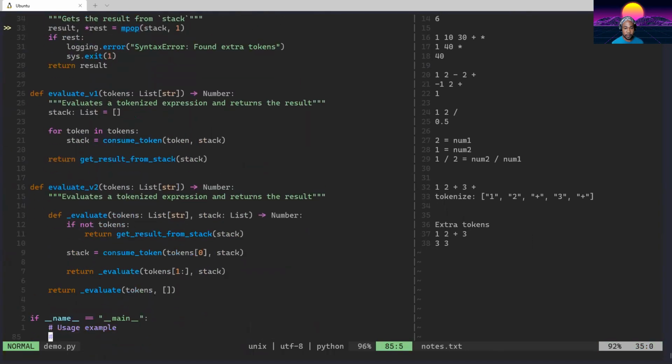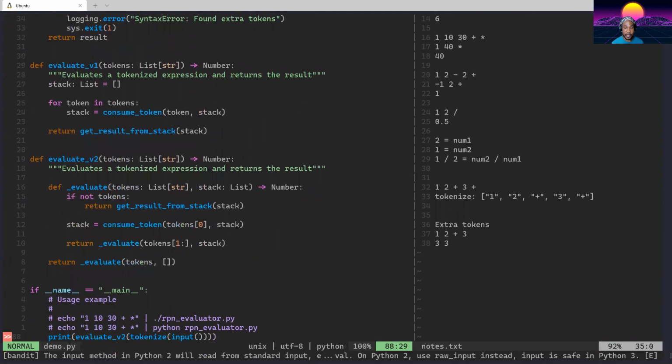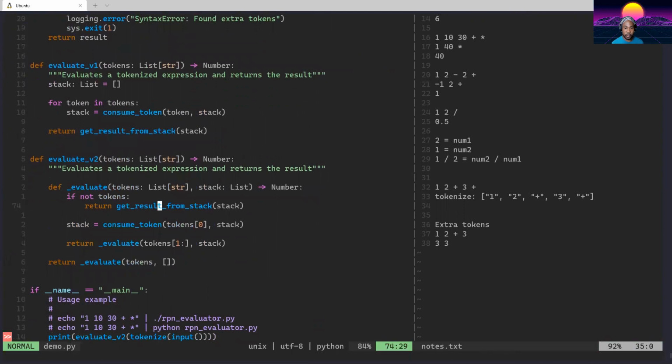And that is it. Those are the 2 core functions for getting this to work, right? How we consume a token by adding things to the stack and popping things off the stack and applying the operators in the correct order, and getting the result from the stack.